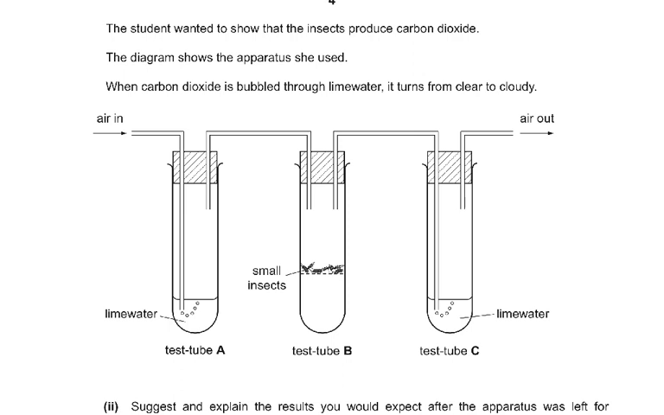Now, coming to the next part of the question, it says the student wanted to show the insects produce carbon dioxide. The diagram shows the apparatus she used. When carbon dioxide is bubbled through lime water, it turns from clear to cloudy.